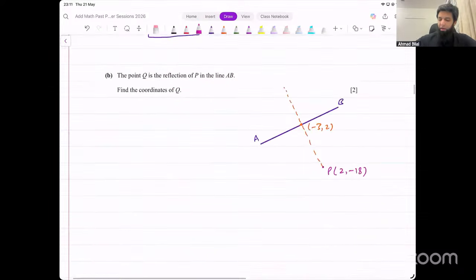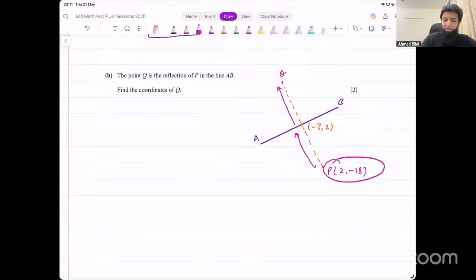Okay. Now, Q is a reflection of this in the line AB. Where will point Q be? On the other side of AB, such that its perpendicular distance from the line AB is the same as that of P on the other side. So this point -3, 2 is also going to be the midpoint of PQ.